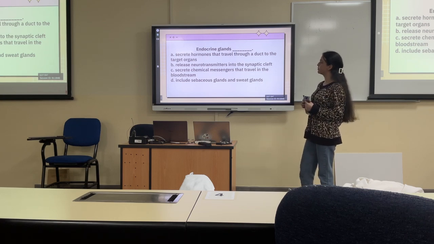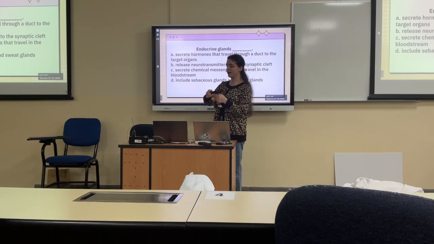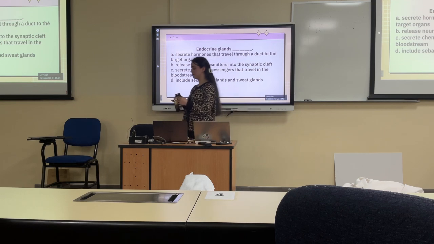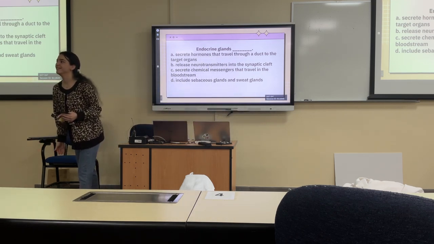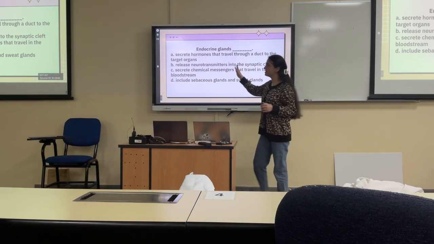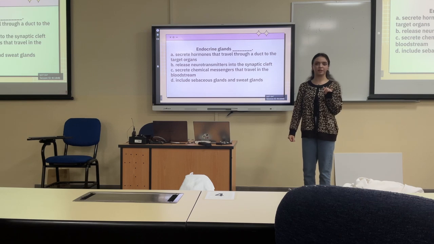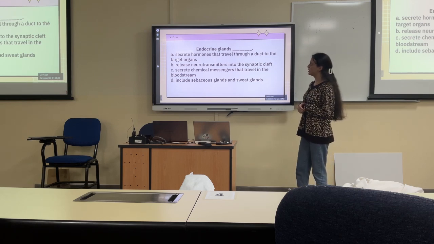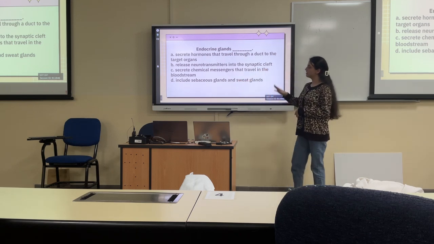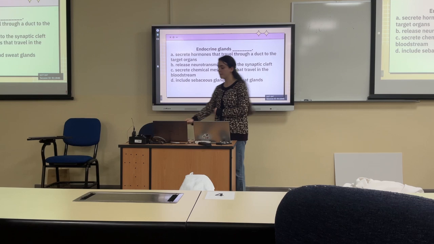C. Okay, that's true. Can you tell me why A is wrong? Okay, just tell me why the others are wrong. Endocrine is ductless. Why is A wrong? Because this is an exocrine. Okay, as your colleague here said, they are ductless. What about B? Do endocrine glands release neurotransmitters? No, they release hormones. Exactly. C is correct. D, do they include sebaceous glands and sweat glands? They don't. They are exocrine. Next.